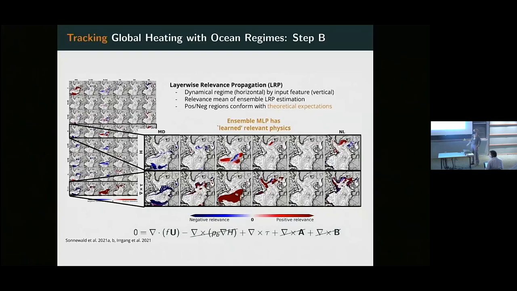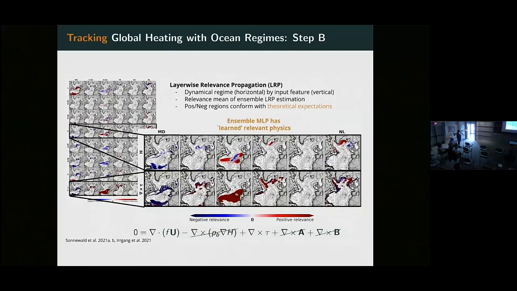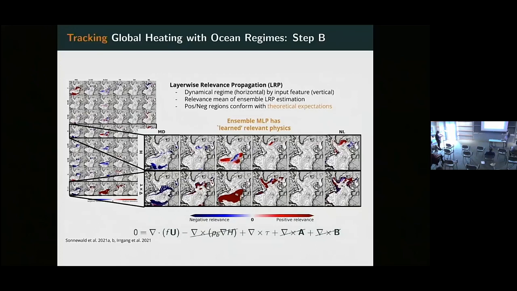Sorry, go ahead. Just a quick question. Is there an intuitive reason why you want to use an ensemble of feed-forward networks? Or post hoc, did you get significant performance improvements by using an ensemble?